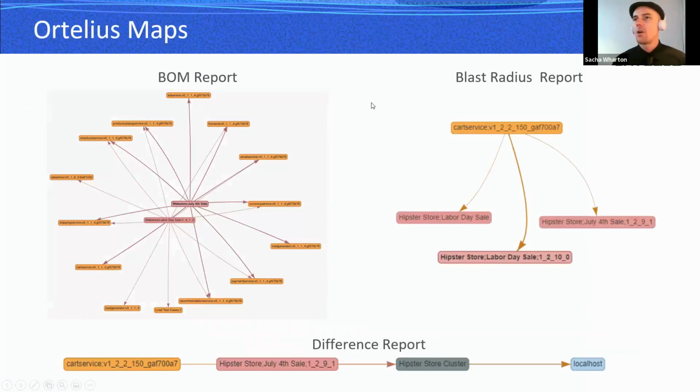This is just to show you an example of a bill of material report. This, for example, is a blast radius report, and at the bottom is a difference report. You can see the different versioning numbers, which show what the version was and what it is now. The bill of materials report shows you everything that makes up this cluster. The blast radius report is the one that shows you what it's going to affect if you were to change the card service, for example. Which of these services would it touch?